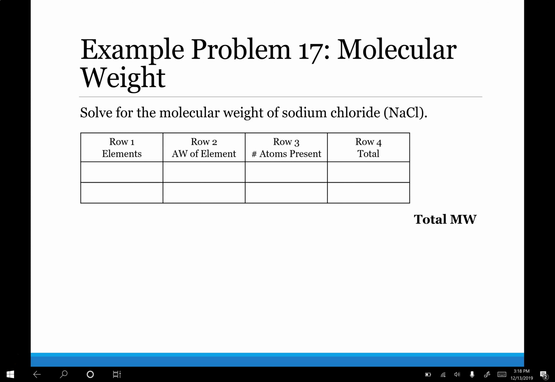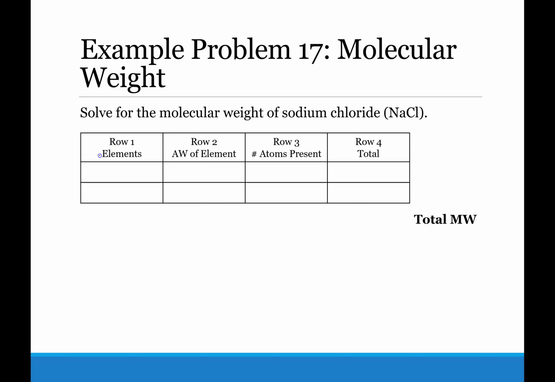Example problem 17 asks us to solve for the molecular weight of sodium chloride. So following the rules of the molecular weight table, in the first row we're going to put the elements that are involved in the molecule of sodium chloride. So the first one is sodium and the second one is chlorine.